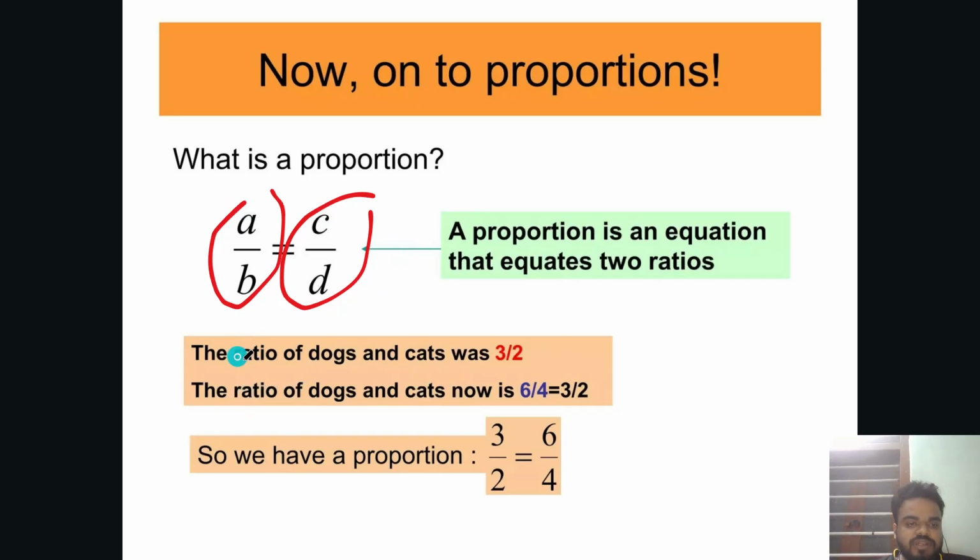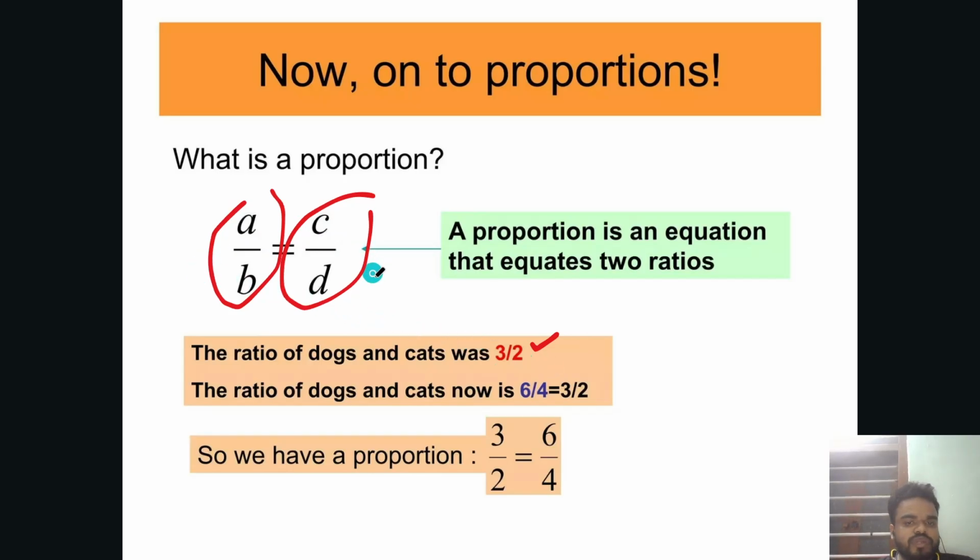So, one example: the ratio of dogs and cats was 3 by 2. The ratio of dogs and cats now is 6 by 4. See, even though the number is getting bigger, the ratio is the same. So that's what it's saying, the relationship of two ratios.